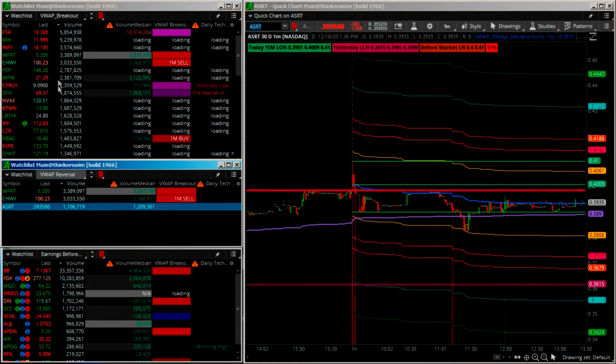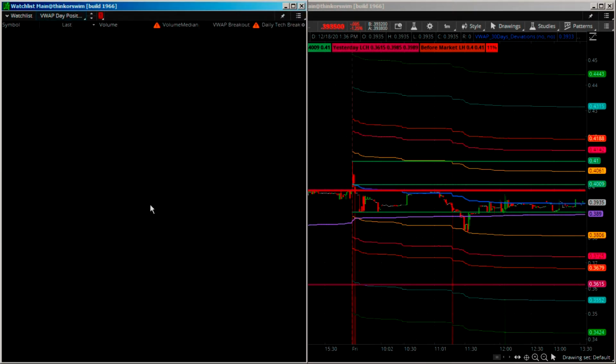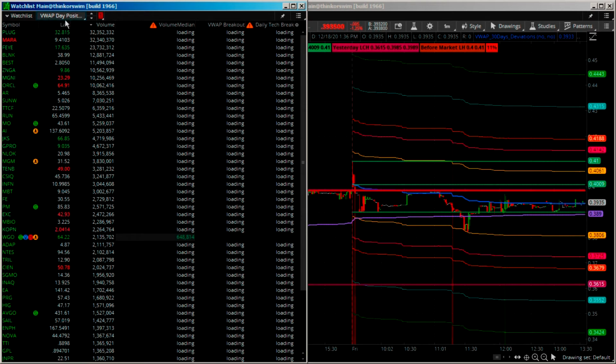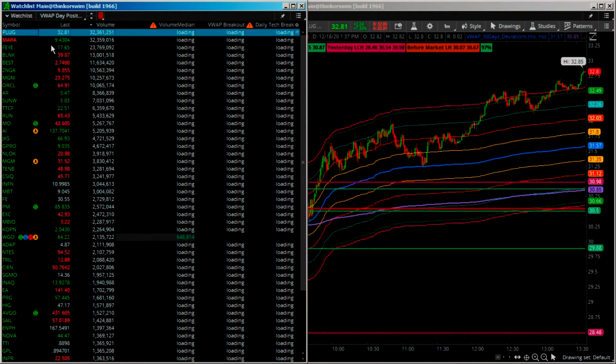There is also, coming with the VWAP reversal package, the VWAP day negative and the VWAP day positive. I'll do positive first because we're a bit bearish, like I said. So these are all stocks that have been above VWAP for 95% of the day. The percentage is modifiable in the scan code, which is easy to identify. As you can see, PLUG has been above VWAP for 97% of the day.